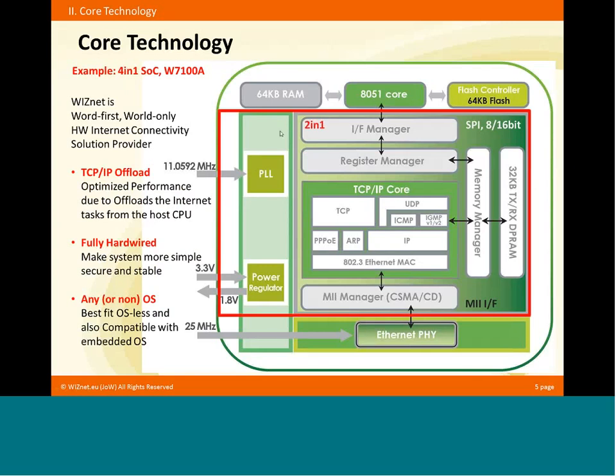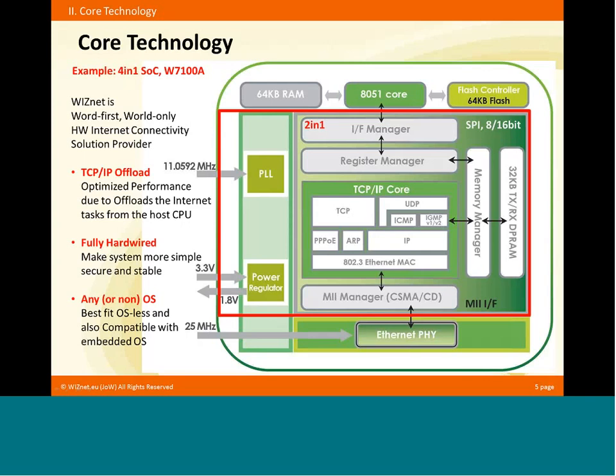So what we have in our chip portfolio is 2-in-1 chips. That is the TCP/IP core. By the way, it has TCP/IP, UDP, all those protocols implemented on top of the Internet protocol, on top of the Ethernet MAC, so that handshaking and packet handling is completely done in this core.